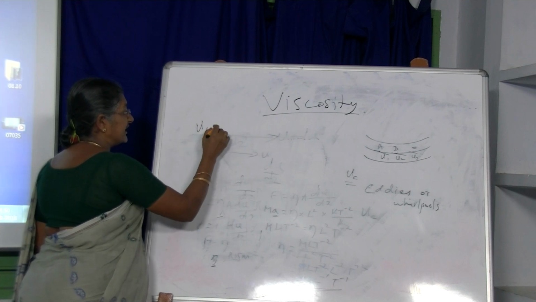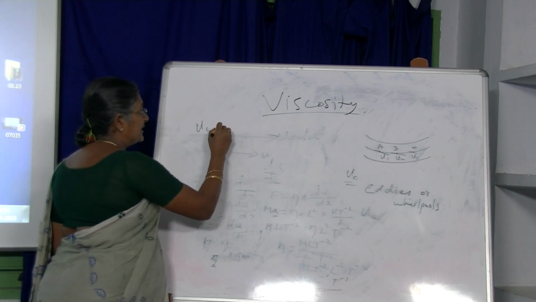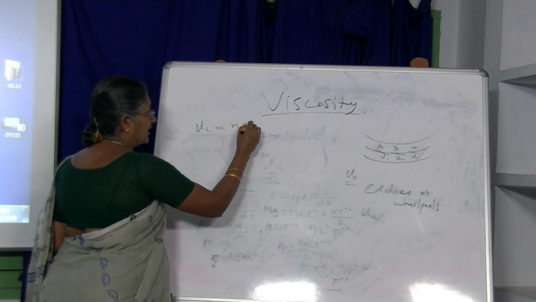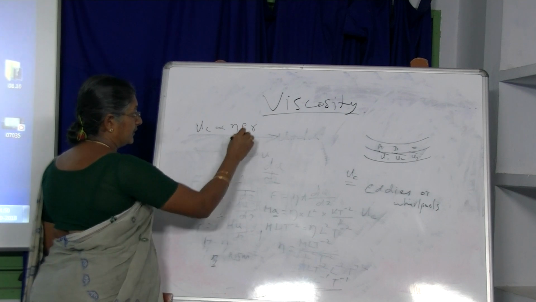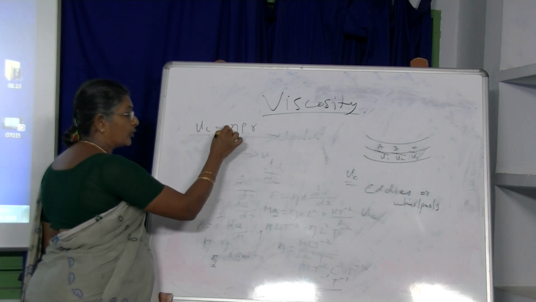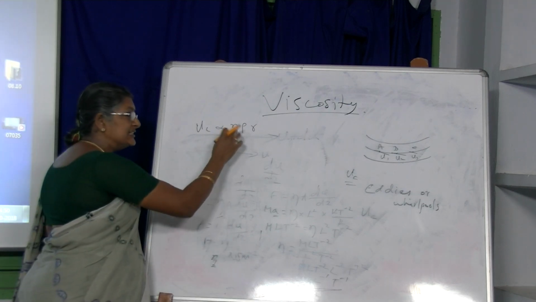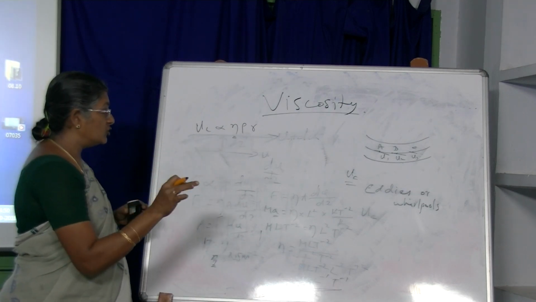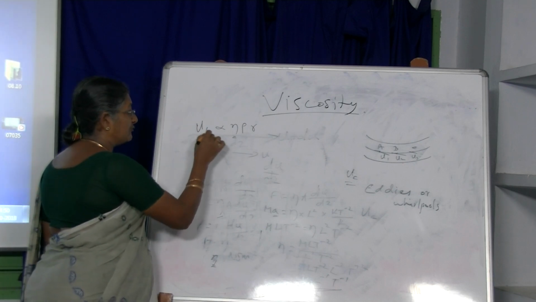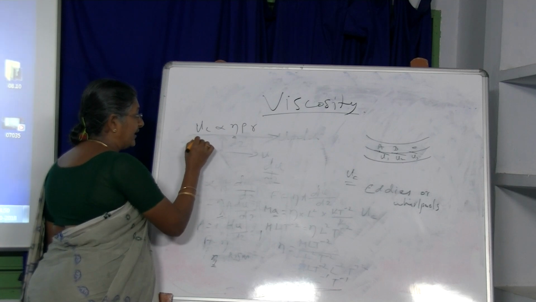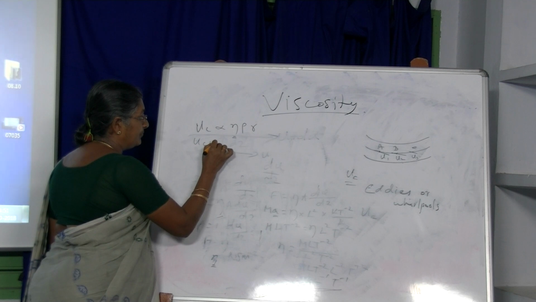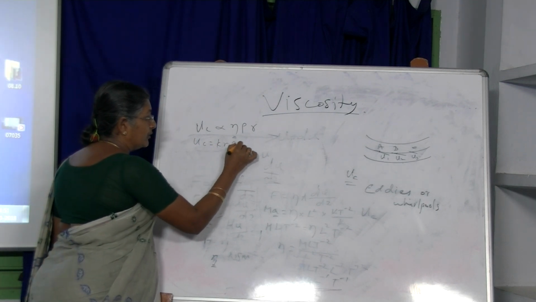This critical velocity depends upon three factors. It is proportional to the eta of the liquid, the rho of the liquid, and R. So what is meant by eta? The critical velocity depends upon the coefficient of viscosity of the liquid, the density of the liquid, and the radius of the tube through which the liquid is flowing. Now in order to derive an expression for this critical velocity, let us write the dimensions for all these factors. So Vc is equal to K into eta into rho into R.